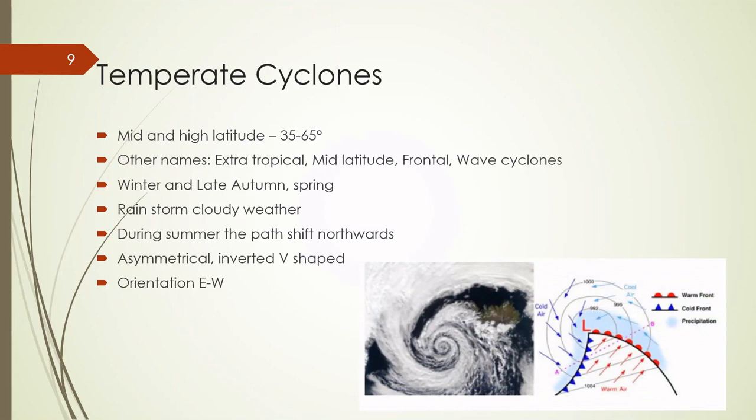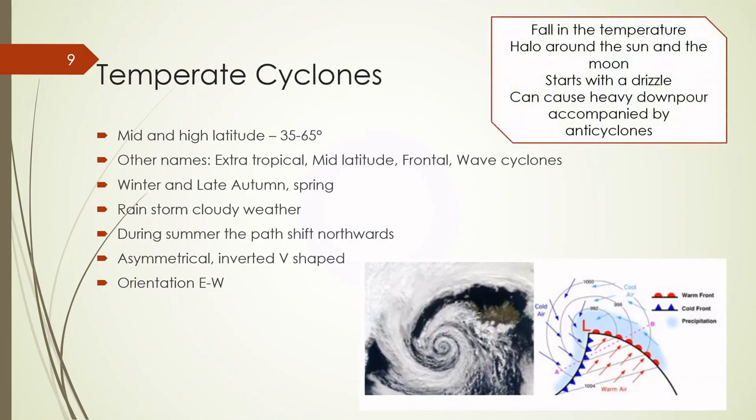So you can see the satellite image of a temperate cyclone. See the shape of the cyclone, it is different from that of a tropical cyclone, and you can also see the inverted V image of the temperate cyclone. The important takeaways are about when we can detect a temperate cyclone. Before its arrival, there will be a fall in temperature, and a halo visible around the sun and the moon. Also, it begins with a drizzle and ends with heavy downpour. Also, the temperate cyclone is associated with anticyclones. So these are the major takeaways.